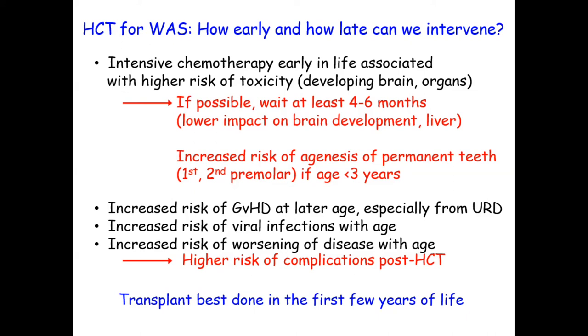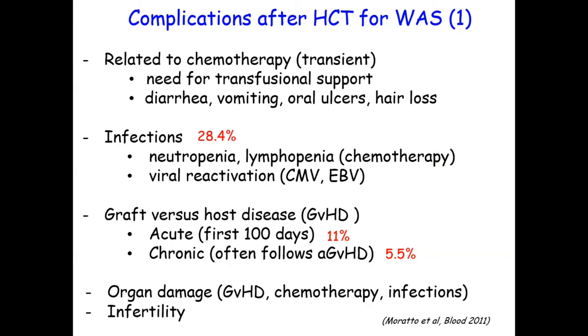What complications, and what's the rate of complication? There was another question I was asked. So there are complications that are related to chemotherapy, and some of these are actually transient. They are relevant only for some period of time. Post-transplant in particular, because of the use of chemotherapy, you will be in need of transfusional support, and you may have complications related to the anemia, to the leukopenia, but you also have other types of complications that are very common post-transplant: the diarrhea, the vomiting, the development of oral ulcers, but also hair loss. All of these are transient.